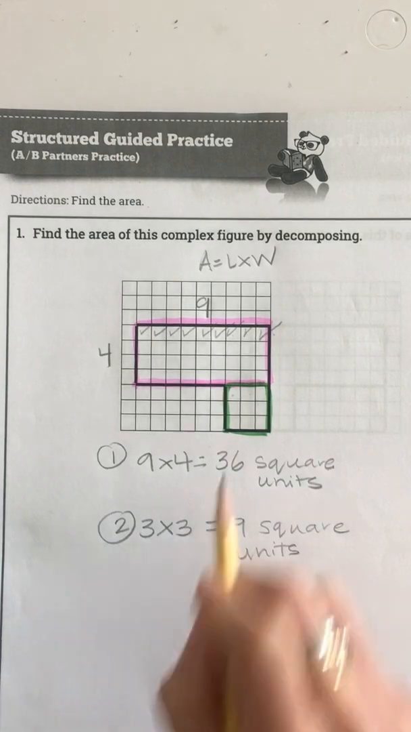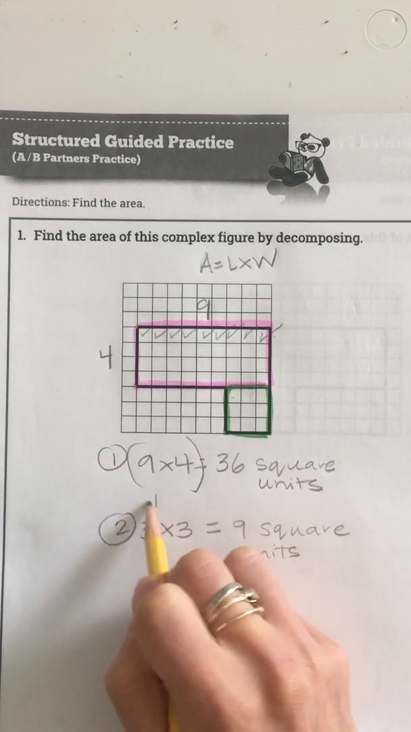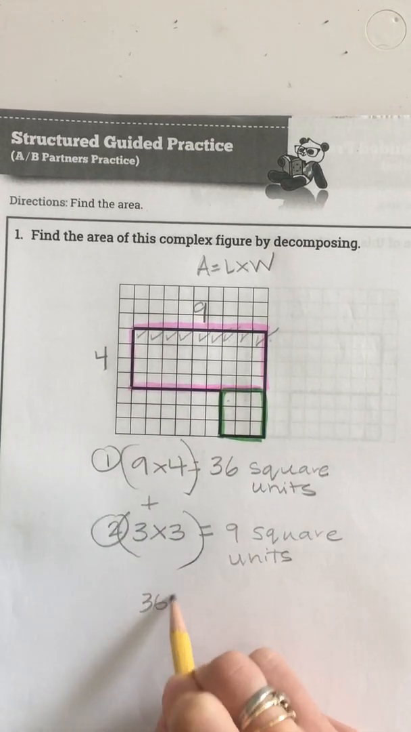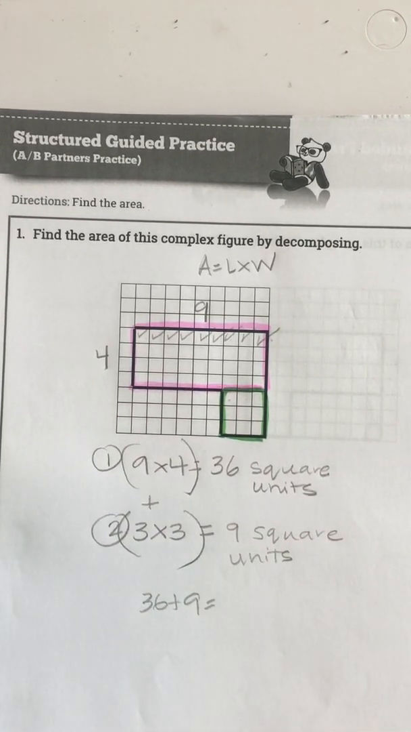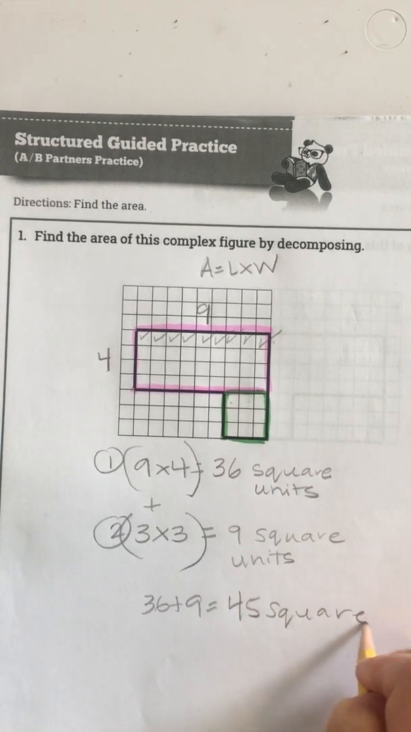And what do we have to do in order to find the complex figure? Because right now they're separate. 9 times 4 plus 3 times 3. We need to add them together. So you go ahead and do that. In 3, 2, 1, 45 square units. Make sure you have square units.